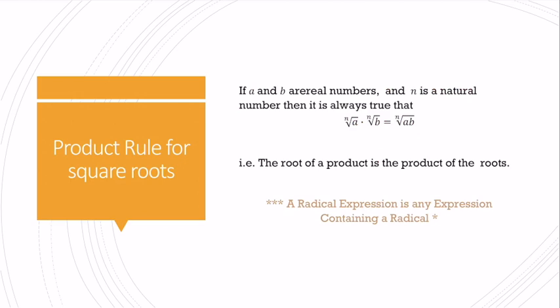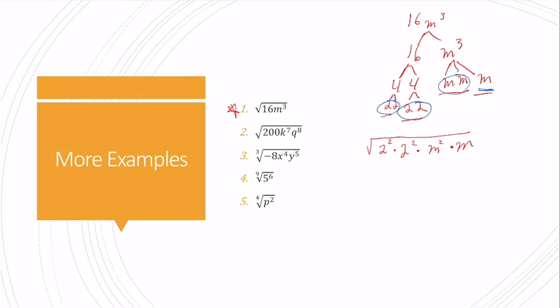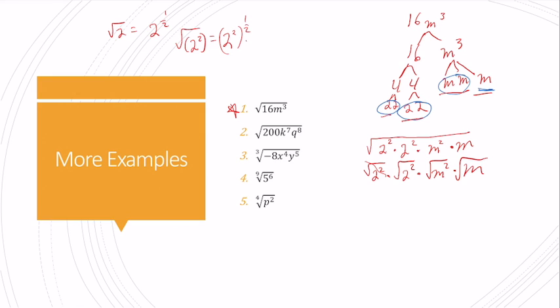Remember, I can pull these factors apart. So I would have the square root of 2 squared times the square root of 2 squared times the square root of m squared times m. And remember that square roots kind of cancel squares, right? The square root of 2 is the same as 2 to the 1/2. So if I was taking the square root of 2 squared, that's the same as 2 squared to the 1/2. I multiply those exponents together and get 2 to the first.